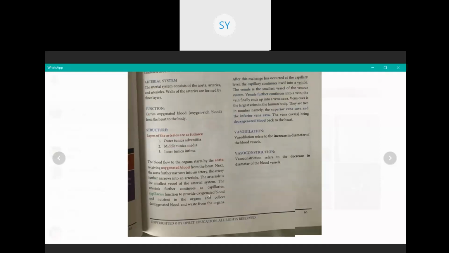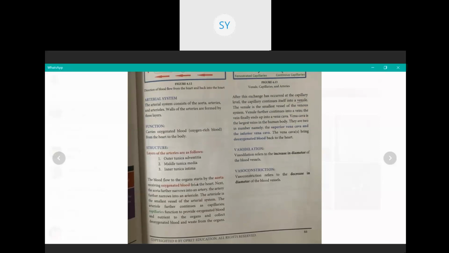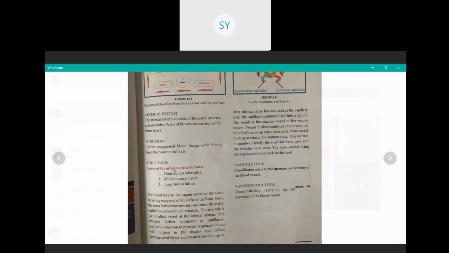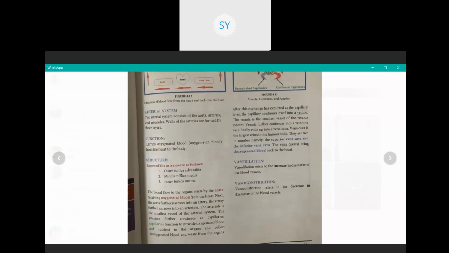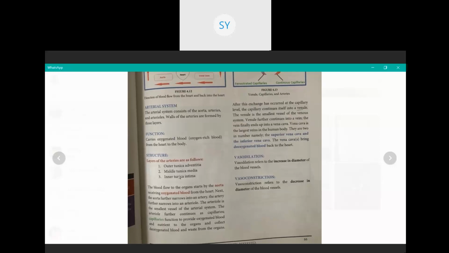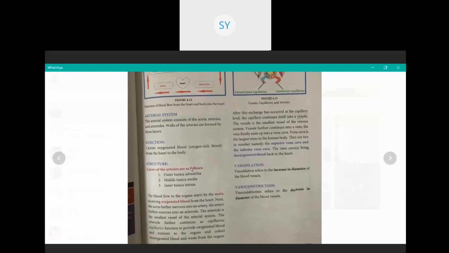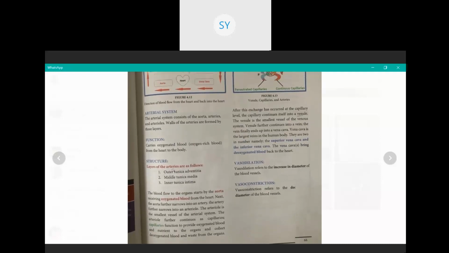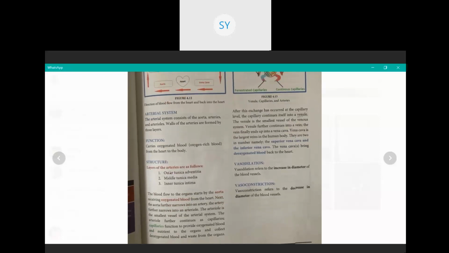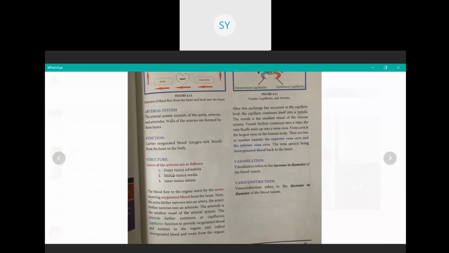So now see here, this portion, if you cut your artery, it has three layers actually. So they are describing that when you cut the artery, it is going to have three layers. The first layer is named from the outside to inside. See here, that's why it is called outer, then the middle, and the inner.